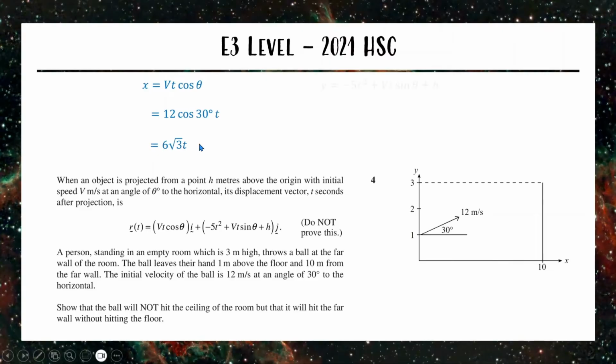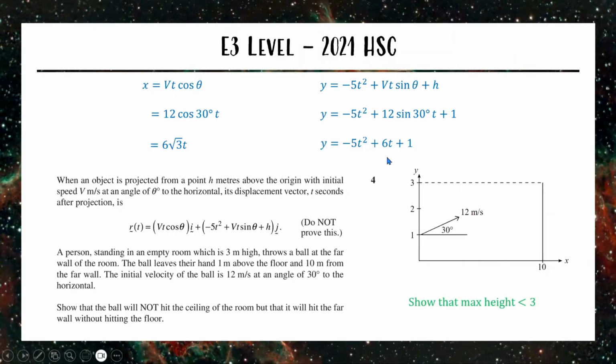Getting our y equation, here's the one given to us by the question. Subbing in v equal to 12 and theta equal to 30, we get minus 5t squared plus 12 sine 30 t plus 1. Sine 30 is equal to a half, and 12 times a half is 6. So we have our y displacement right here. So we're getting towards an answer now.